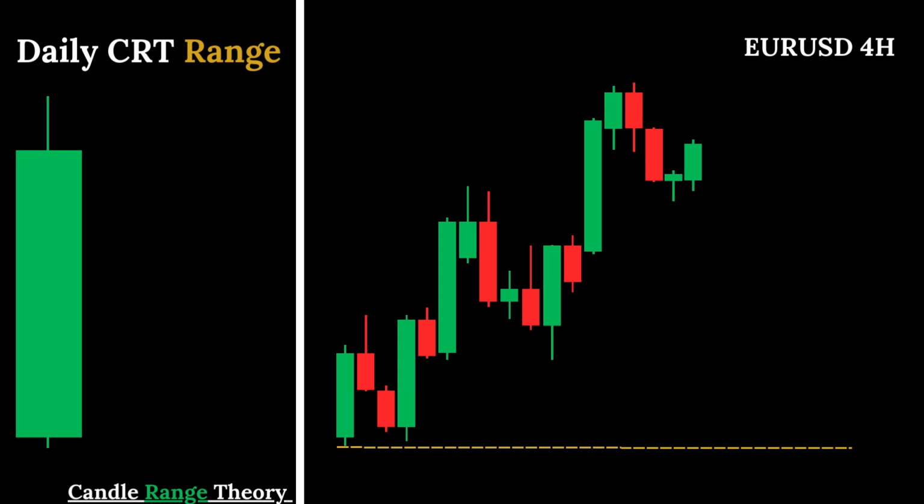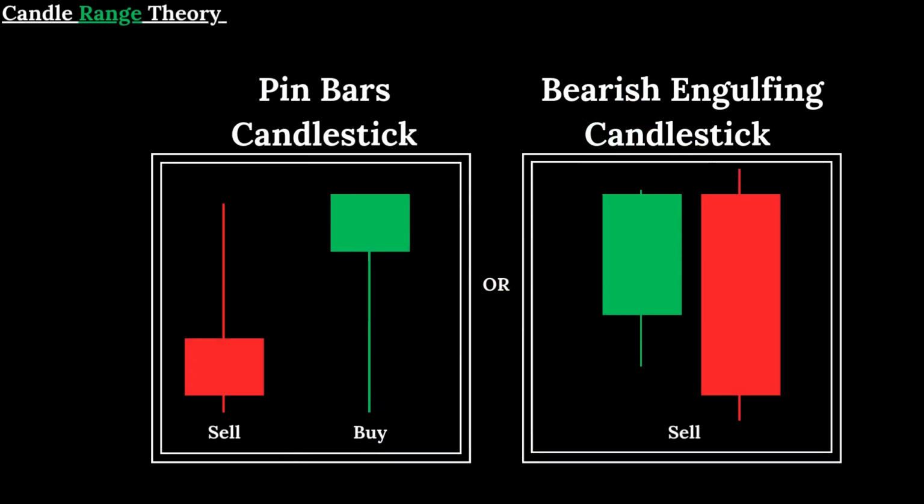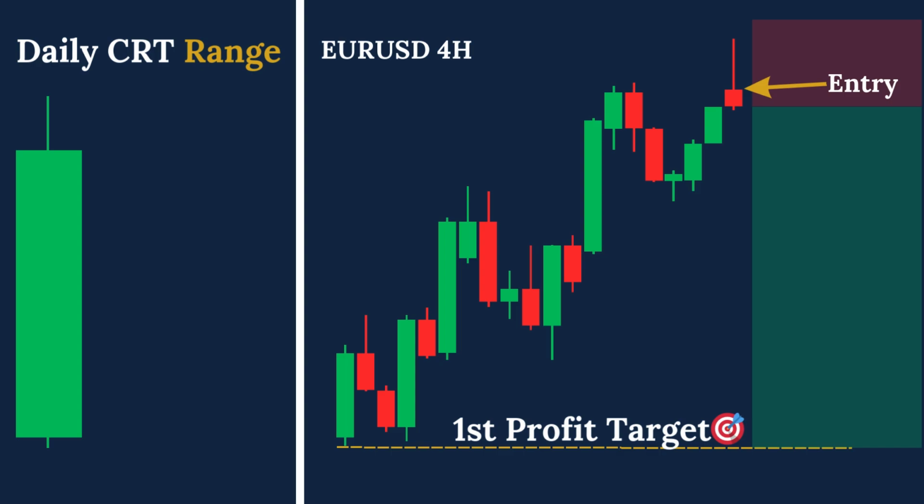At this point, you're not just watching price, you're looking for confirmation through candlestick patterns. Here's what you need to see. A pin bar, signaling rejection and potential reversal, or a bullish or bearish engulfing candle, signaling a momentum shift. Once that pattern forms in alignment with your CRT structure, it becomes your entry trigger. And your first take profit? Well, it's the low of the original candle that defined the CRT range.